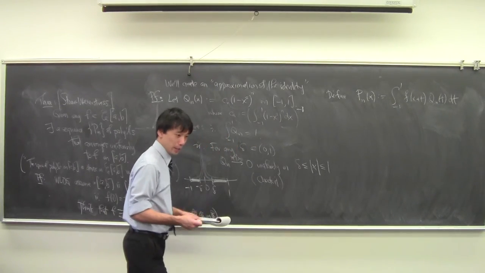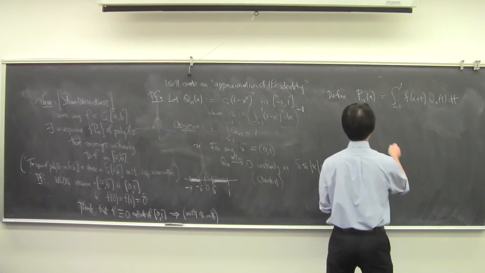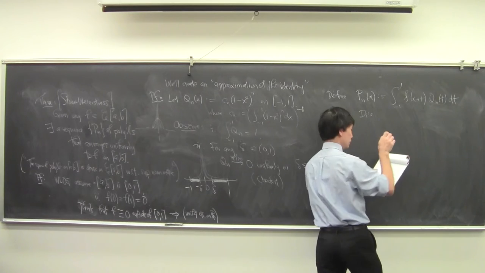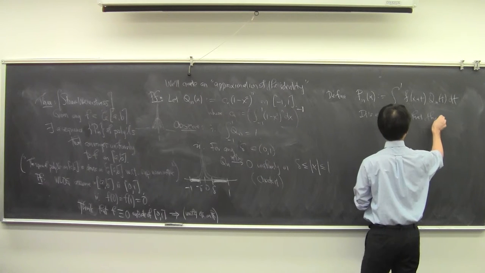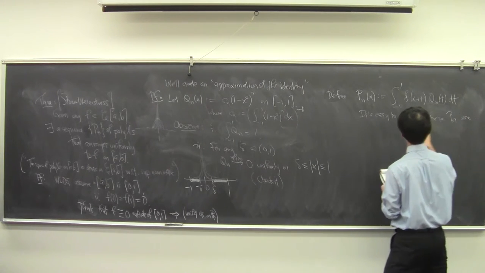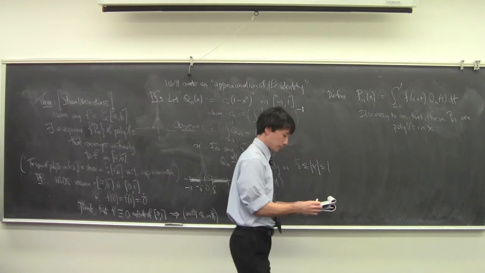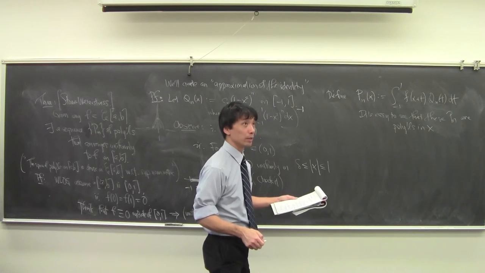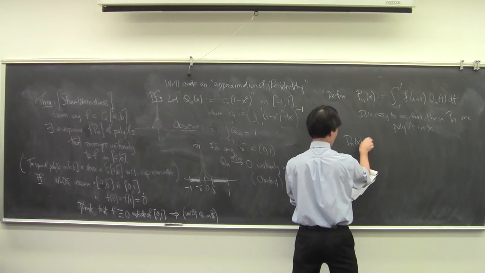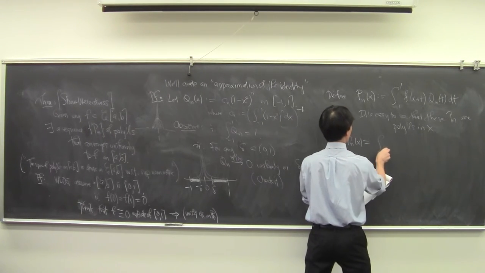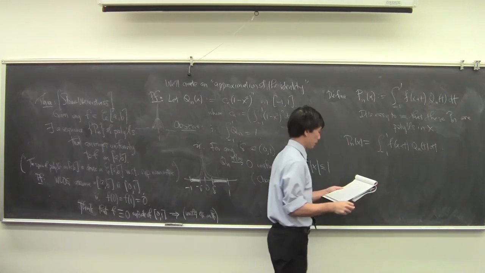So let's see if we can get it. I'm just going to say something. It's easy to see, and if we have time at the end, I'll do it. It's easy to see that these p sub n are polynomials in x. In fact, let me just do it quickly. So p sub n of x is this integral from 0 to 1 of f of x plus t, q n of t dt.